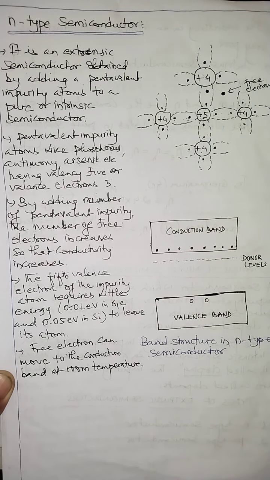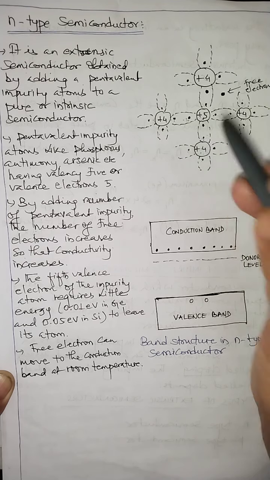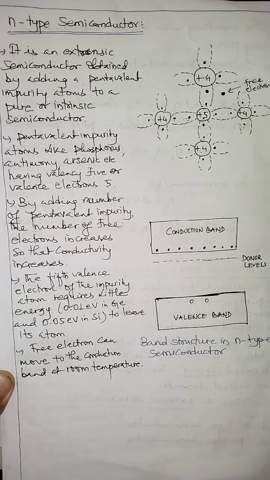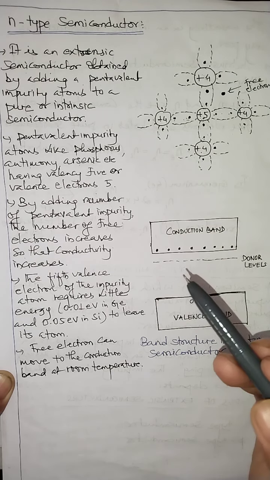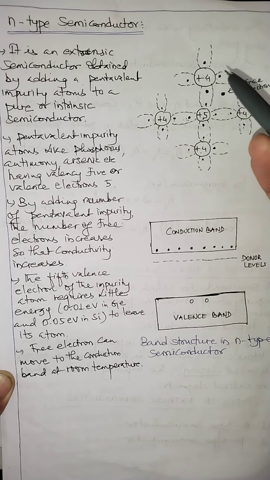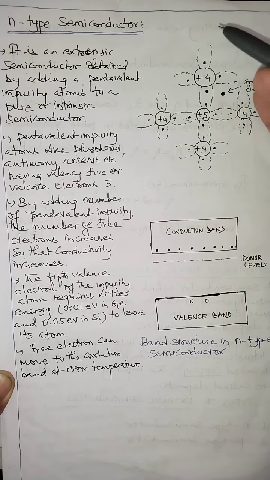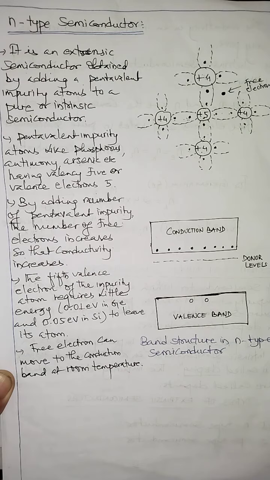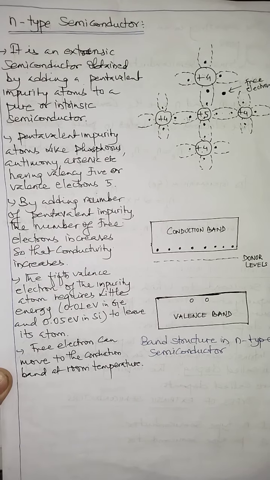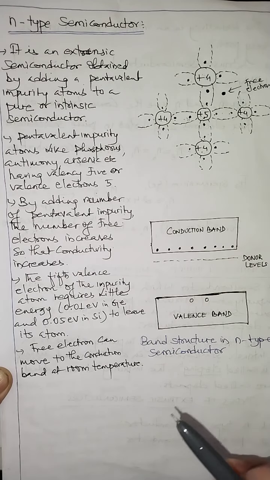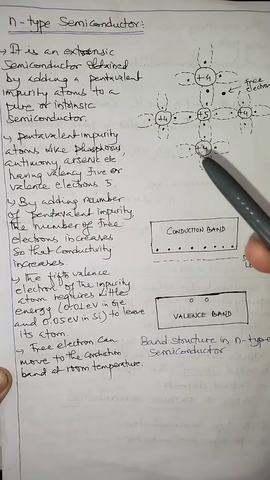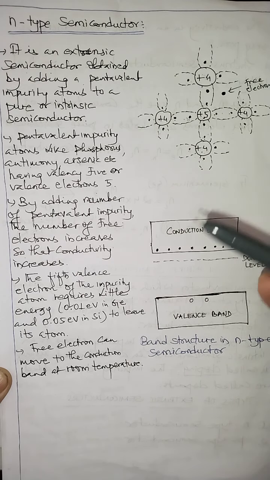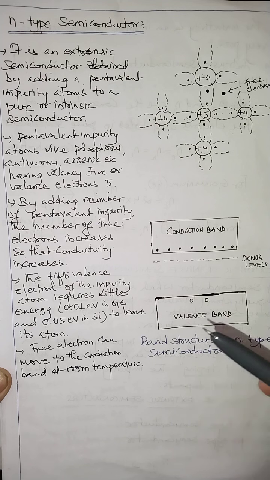So that means every pentavalent impurity atom has one free electron. Then if you add millions of impurity atoms, then it has millions of what? Free electrons. And they can even move to which band? Conduction band, at what temperature? Room temperature. So what happened under this case? By adding a number of impurity atoms to the pure silicon or germanium semiconductor, the number of free electrons increases. We can increase the number of free electrons.